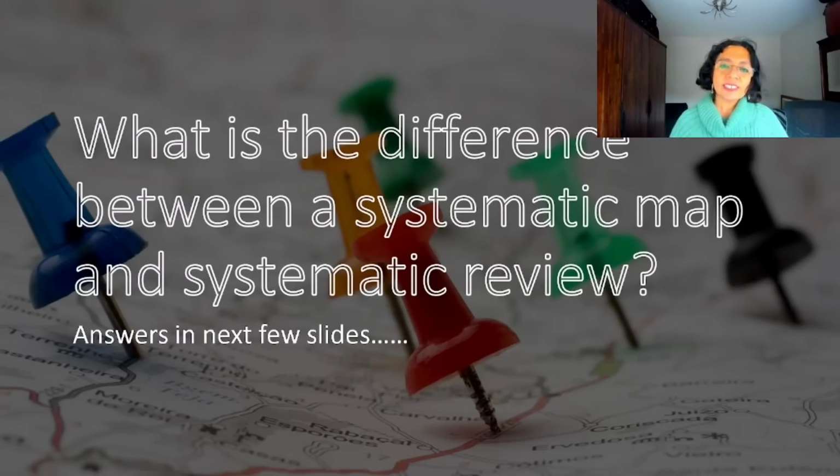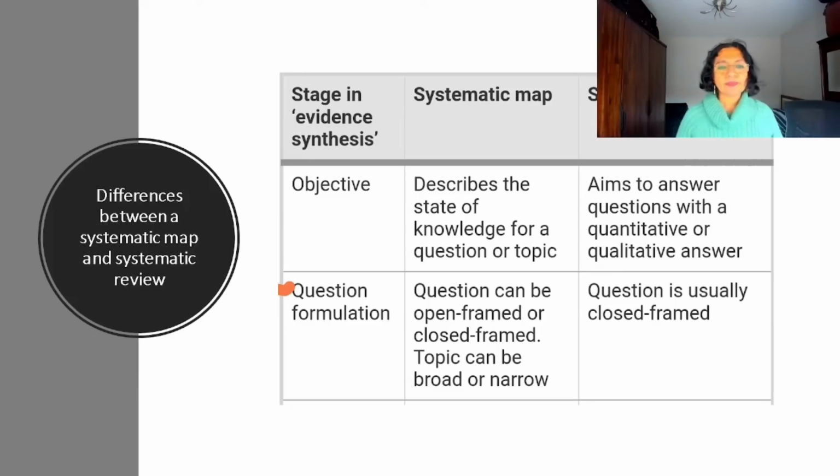So one of the main questions asked is, what is the difference between a systematic map and a systematic review? We will see the answer in the next few slides. We will see one by one based on the stages in evidence synthesis. First is regarding the review question or the map question or the scope. Systematic maps describe the state of knowledge. Usually the questions are very broad compared to a systematic review, which has more narrow qualitative, quantitative, or mixed method type questions compared to a systematic map.